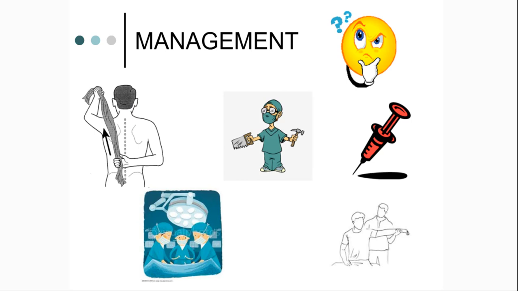Okay, so we've run through a little bit about the pathophysiology, which helps us understand why these people get restricted in external rotation, and some of the features that we look for in diagnosing these people. Now let's turn our attention a little bit to management.